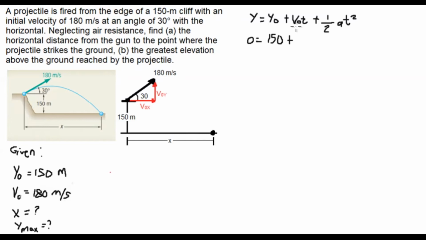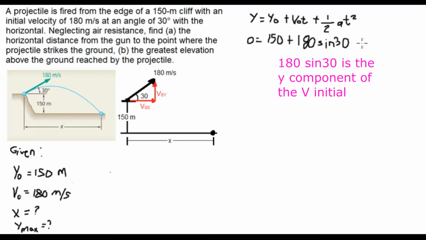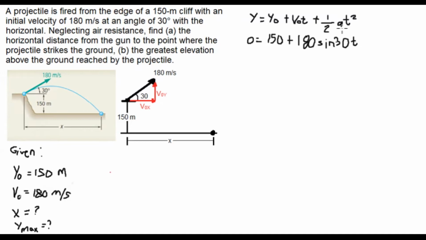Since hindi natin alam anong time, so ano ng time natin? T plus 1 half at squared. Ang a natin is negative 9.81 meter per second squared, diba? So 1 half ng negative 9.81, that would mean negative 4.905 t squared. So eto na part, I think it's better na alam nyo na yan diretso para mas mabilis yung calculations nyo and hindi ka na mag-calculate nito ulit. So you should memorize that.